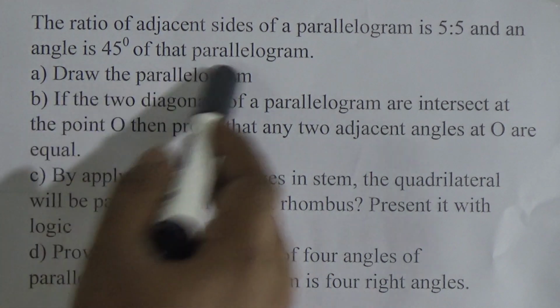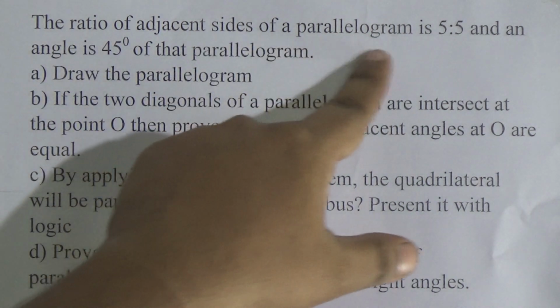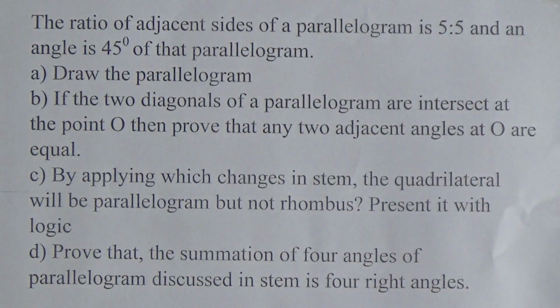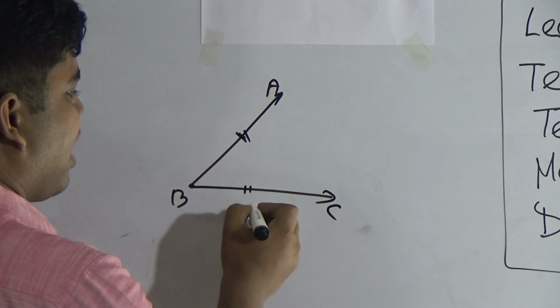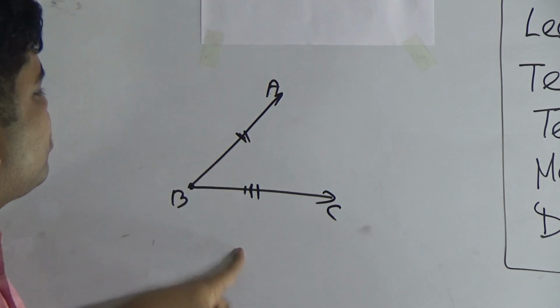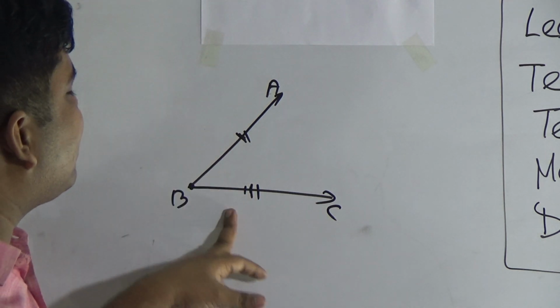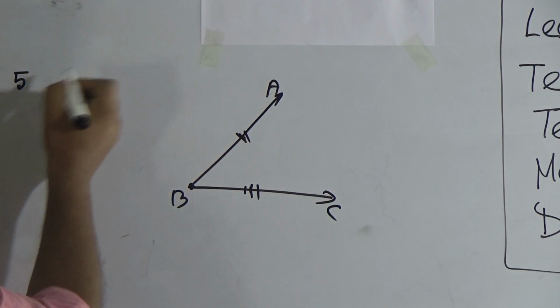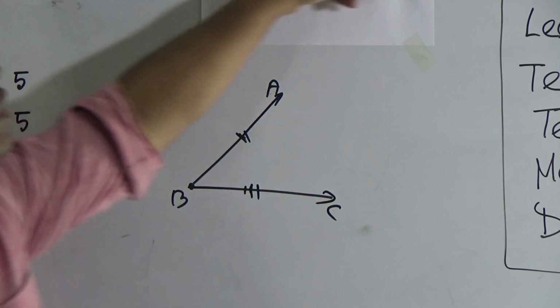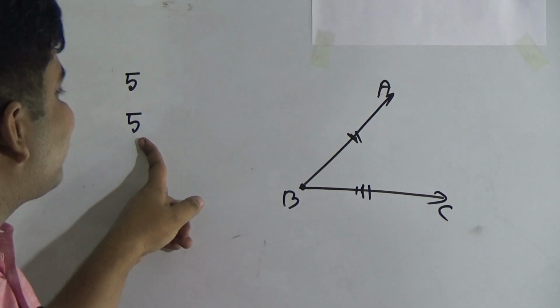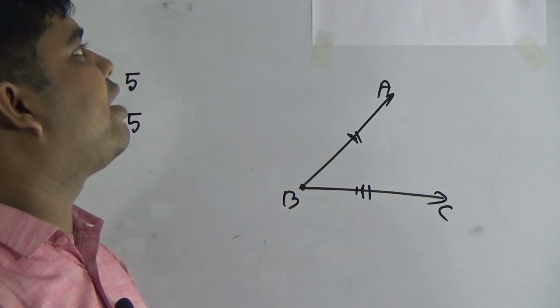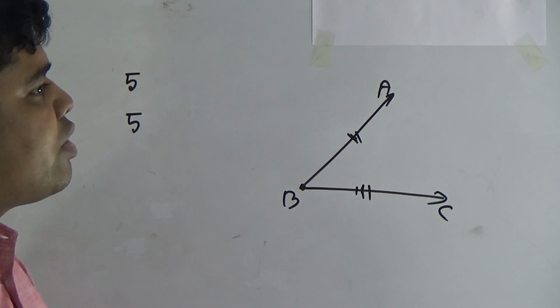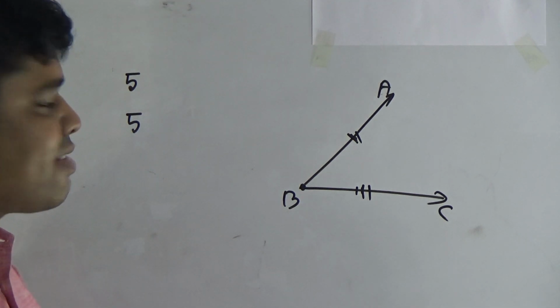So first of all, A number, draw the parallelogram. Here the ratio of adjacent sides of the parallelogram is 5:5. Adjacent sides means when two sides have a common vertex, they are called adjacent sides. Suppose ABC is an angle, and AB and BC both have the common vertex B, so these two are adjacent sides. So we consider the first side is 5 and another one is 5, because we multiply both numbers by 1. Adjacent side lengths are 5 and 5 and an angle is 45 degrees. Here I draw the figure freehand, but you must use protractor, scale, pencil, eraser.